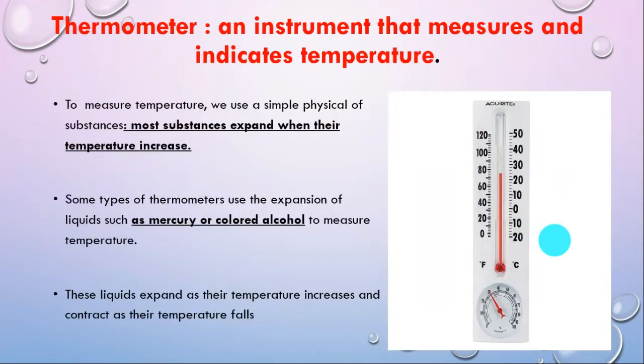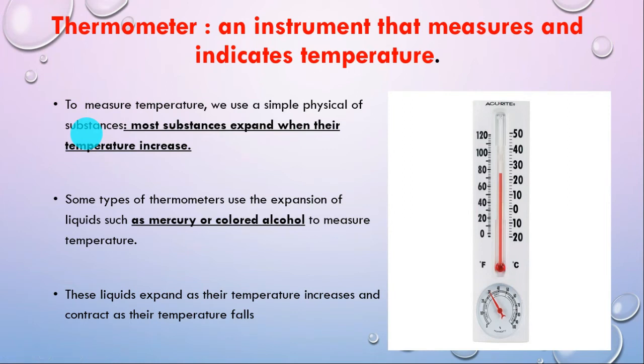Okay? This is an example of a thermometer. We have so many types of thermometers. This is one of them. Now, a thermometer is an instrument that measures and indicates temperature. This is the definition of a thermometer. So it's an instrument that measures and indicates temperature. To measure temperature, we use a simple physical property of substances.